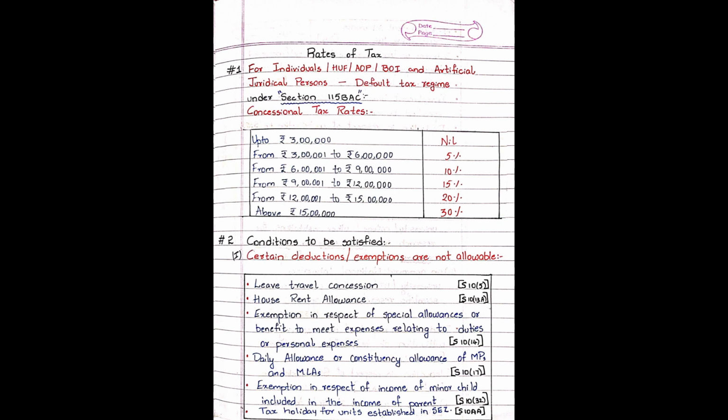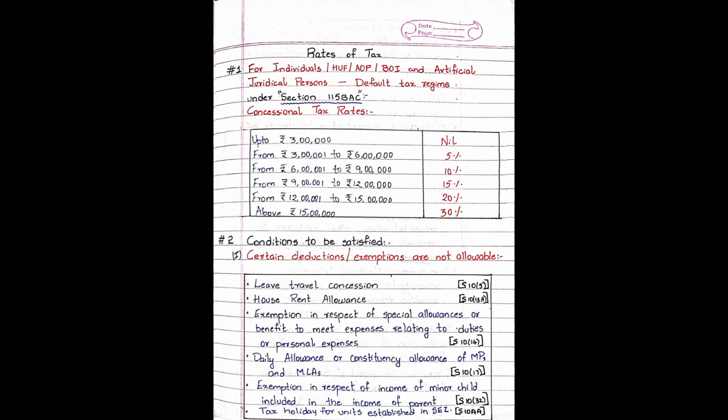5% tax is levied. Similarly, coming to the next slab, if the total income exceeds rupees 6 lakh and is up to rupees 9 lakh, the tax is levied at a rate of 10%. For 9 to 12 lakhs, it is 15%. For 12 lakh to 15 lakh, it is 20%. And if the total income exceeds rupees 15 lakh, the tax rate is 30%.